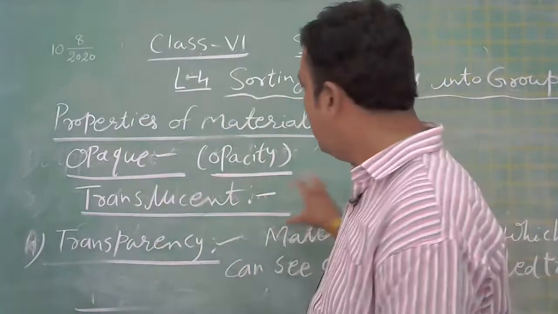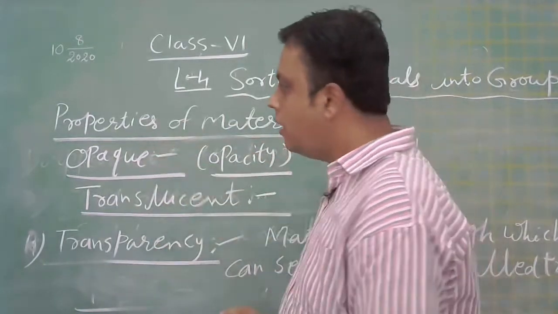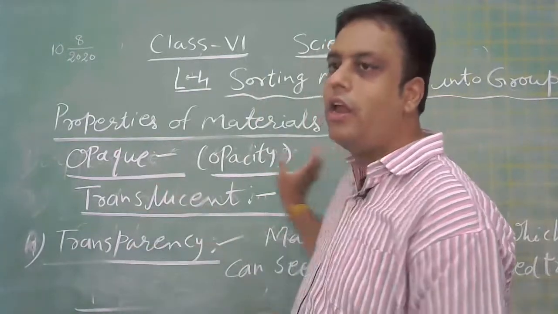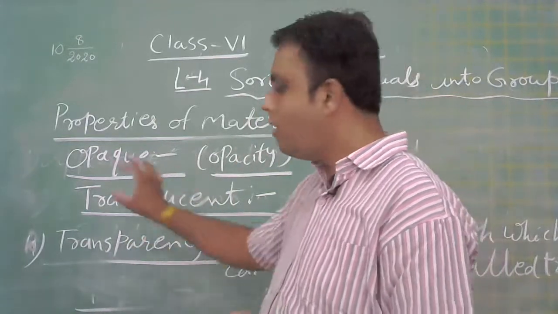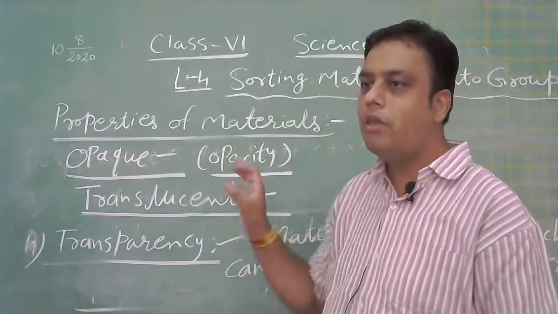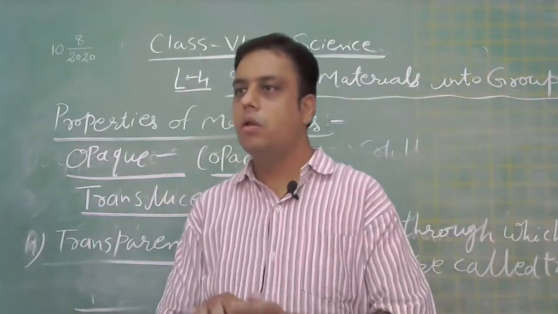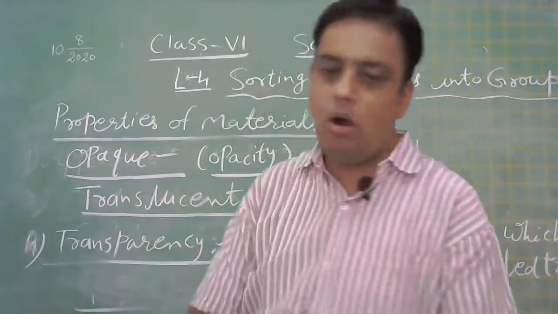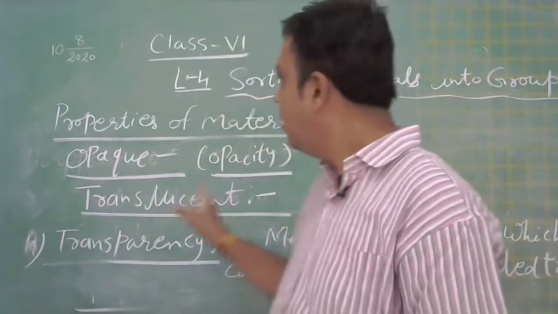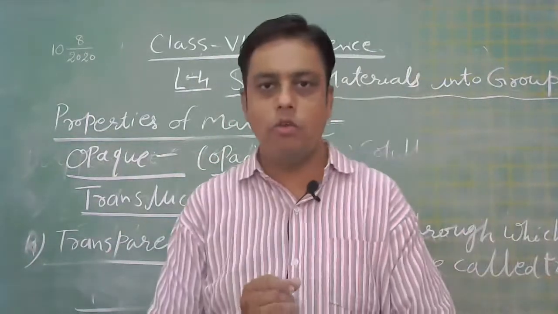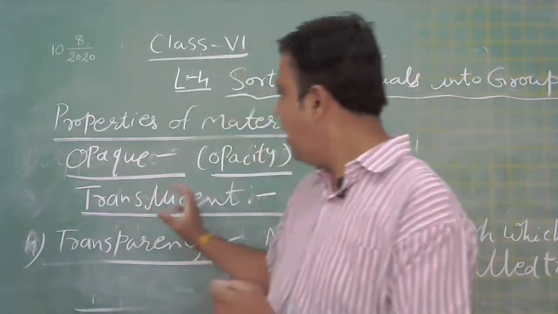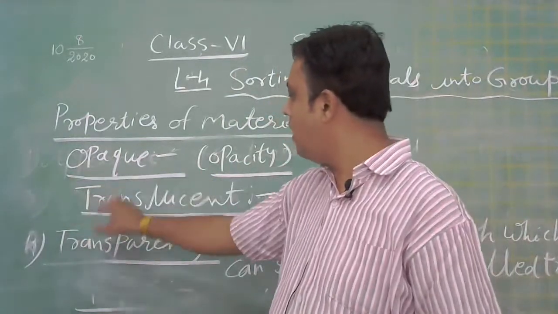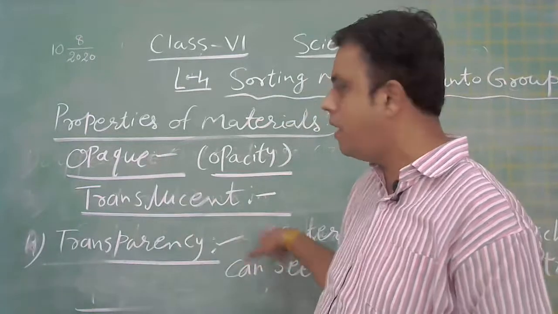The three things are there. Opaque: we cannot see through it. Transparent: we can see clearly through these materials. And translucent things are those where we can see partially through them. So you should learn and know the examples of all these three. And what is the meaning of these three words? These are the new words: opaque, translucent, and transparent.